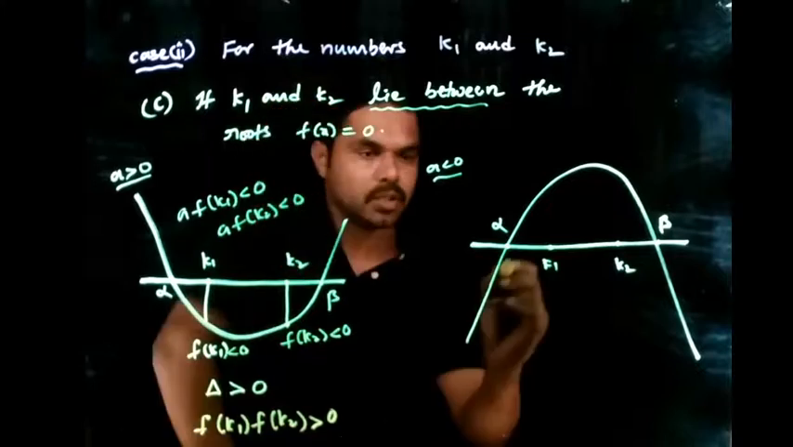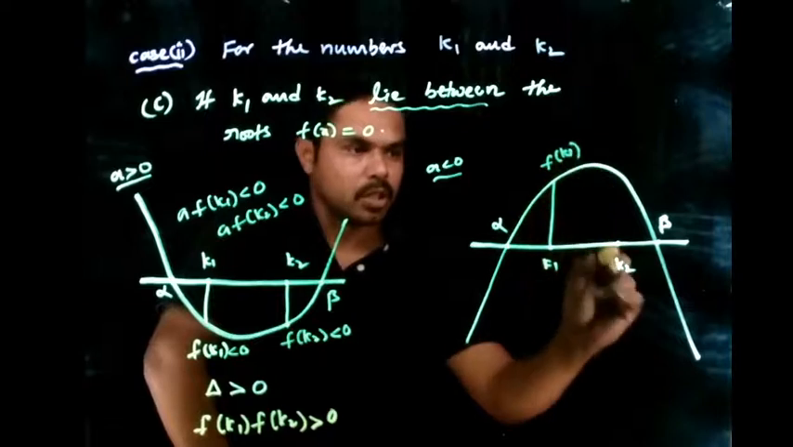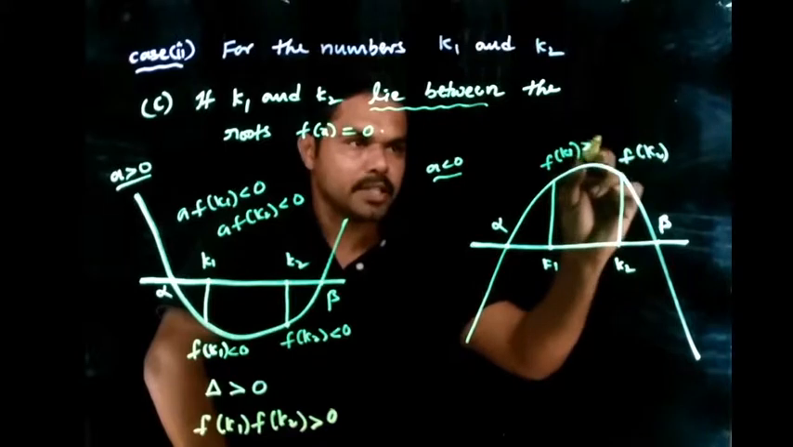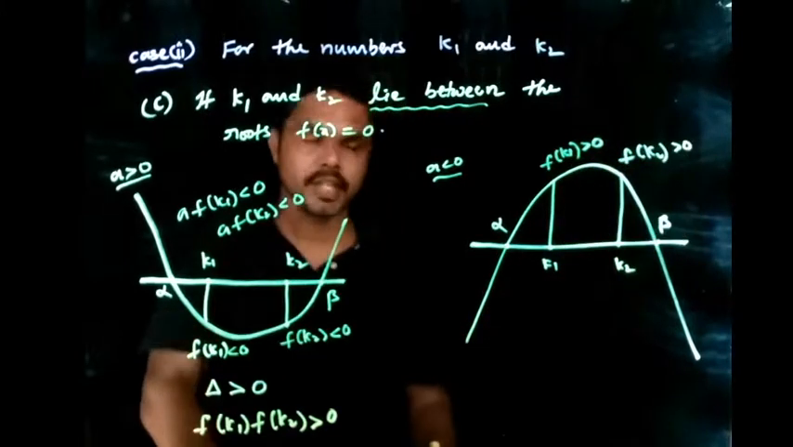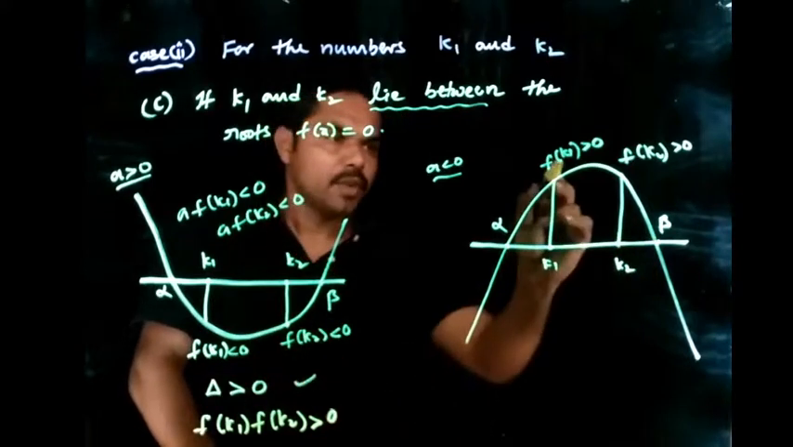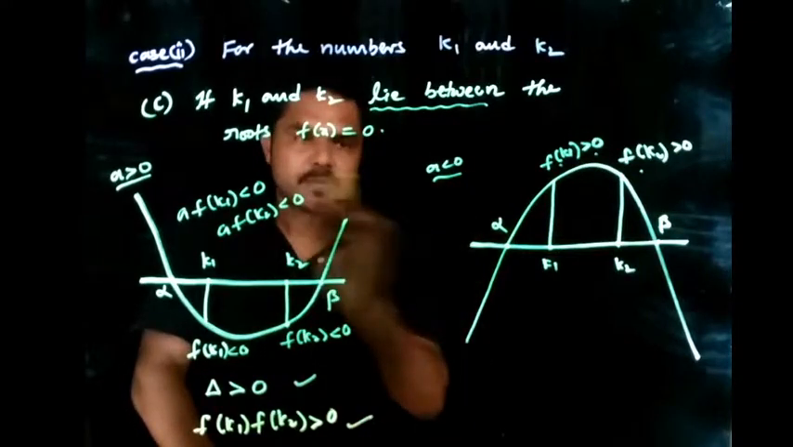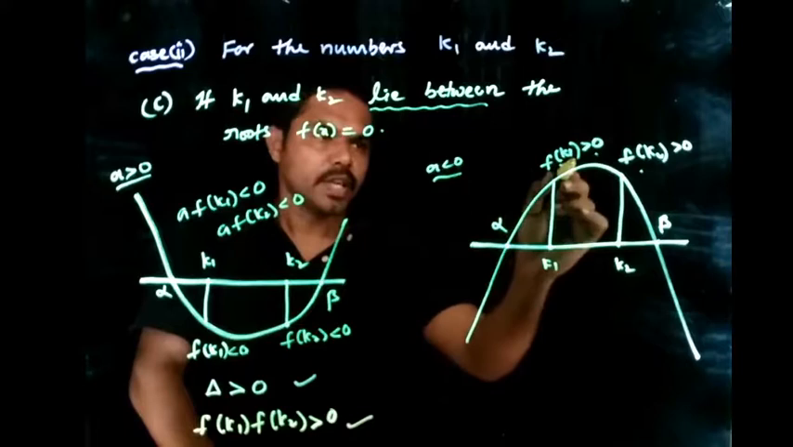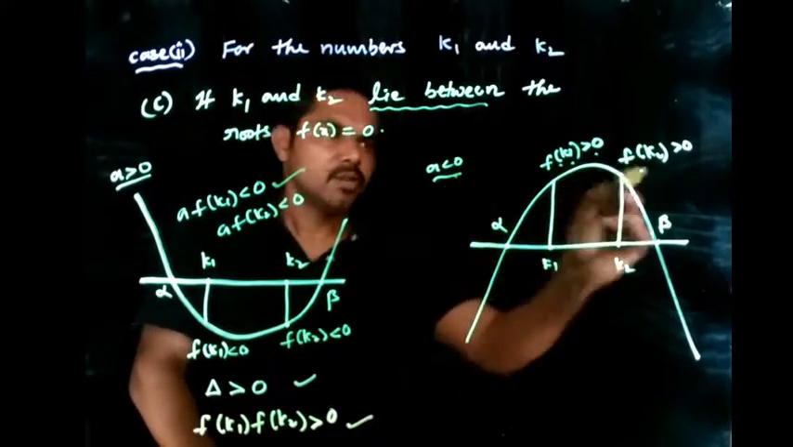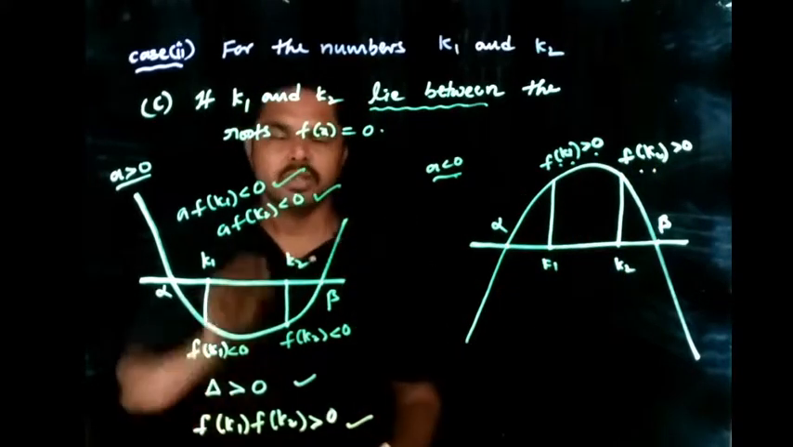We derived here, if you take k1 here, f of k1 will be here. K2 here, f of k2 will be here. These both are above the x-axis, so both values are positive. Now, here we have two different roots, so delta greater than 0, and f of k1 positive, f of k2 positive, positive into positive, again positive. Now, check these properties. A is negative, f of k1 is positive, so a into f of k1 is negative. A is negative, f of k2 is positive, a into f of k2 is negative. In both situations also, we will get the same results.